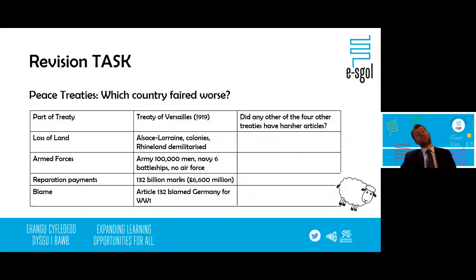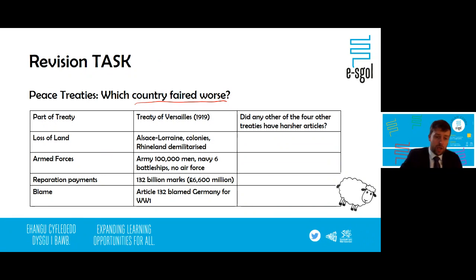So what I wanted you to do in terms of a revision task here is I wanted you to think and compare directly between these treaties to think which country fared worse. Was it Germany? Was it Germany, the one we automatically think of as being the one that fared worse, or was it another country, another treaty?